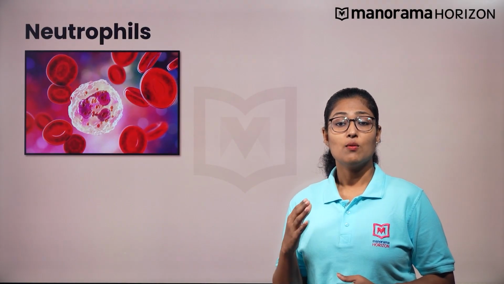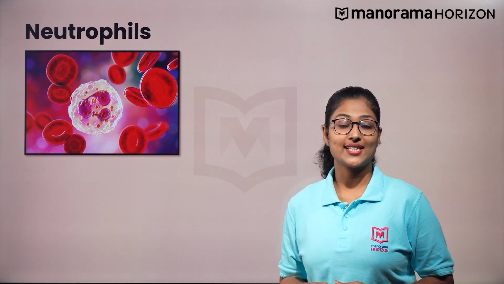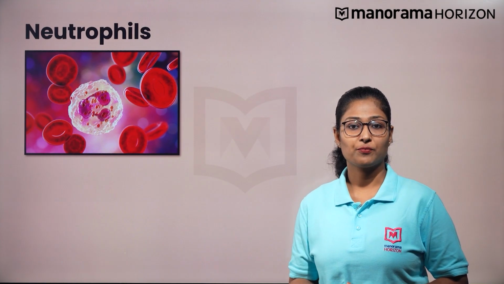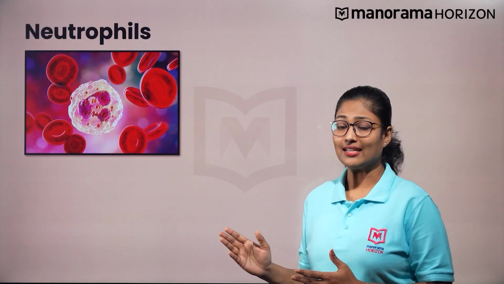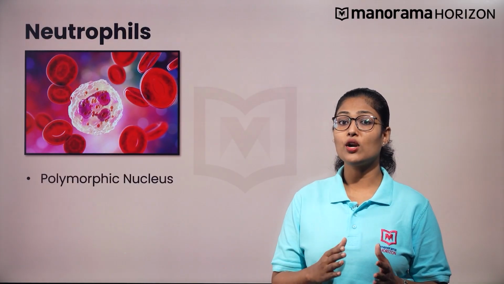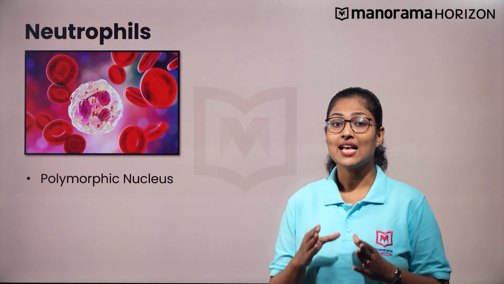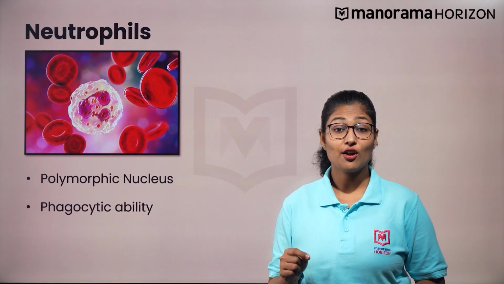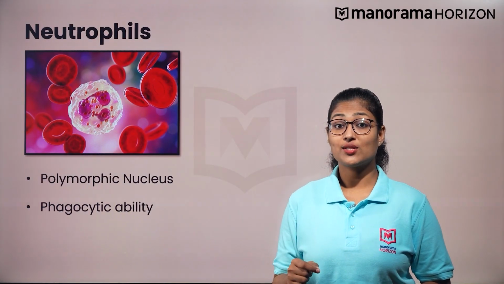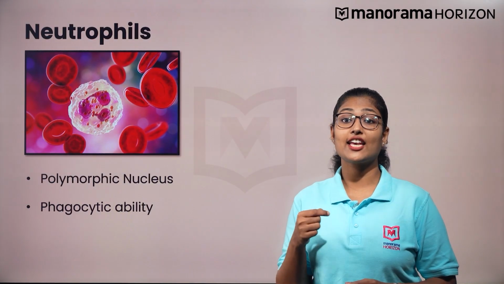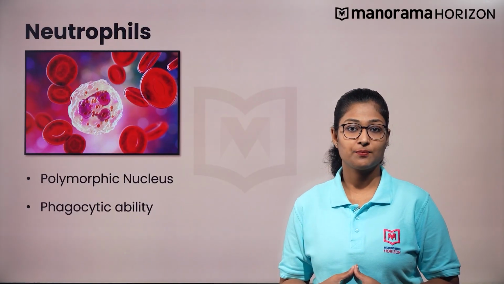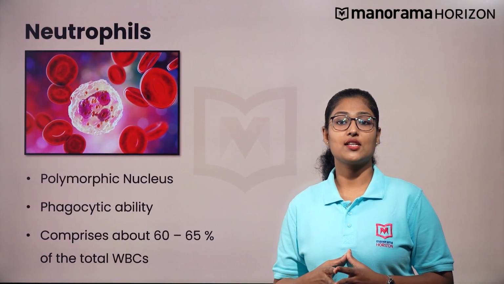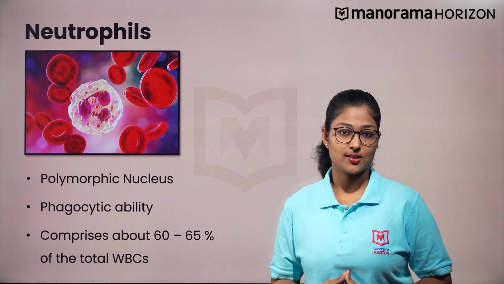Neutrophils are the most abundant white blood cells in our body. And what about its cell structure? As you can see on the screen, the cells have a polymorphic nucleus and they have the phagocytic ability. Recall that phagocytosis is the recognition and ingestion of particles. They comprise 60 to 65% of the total WBCs.